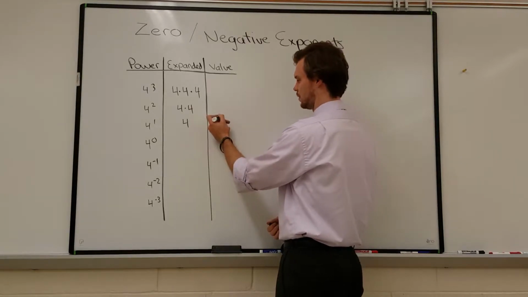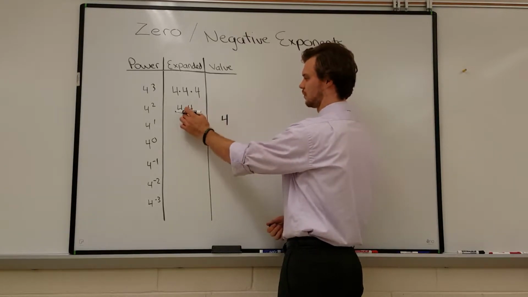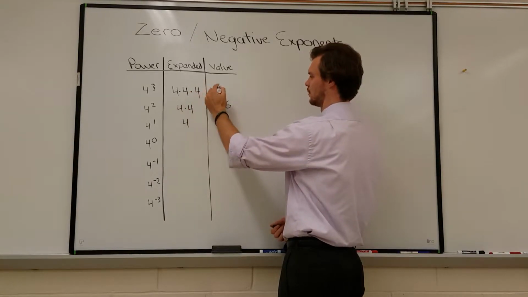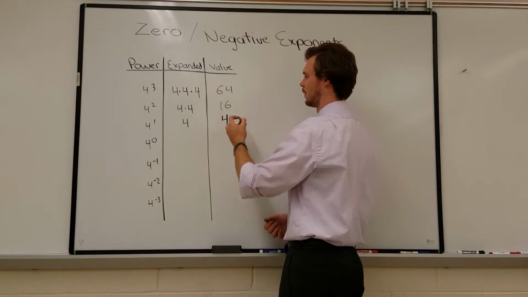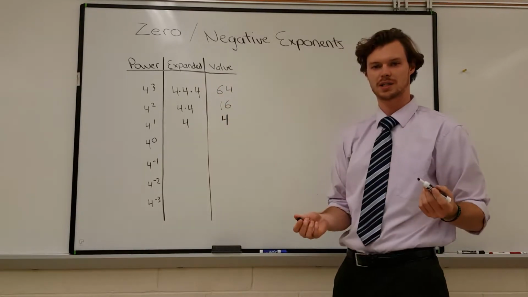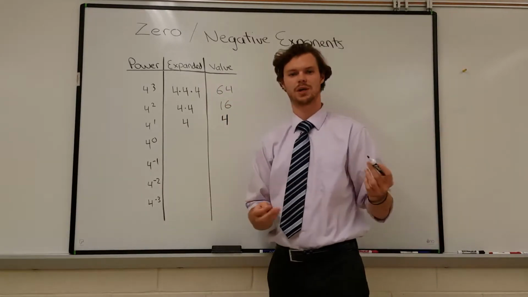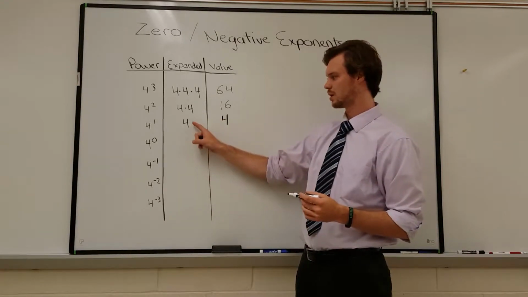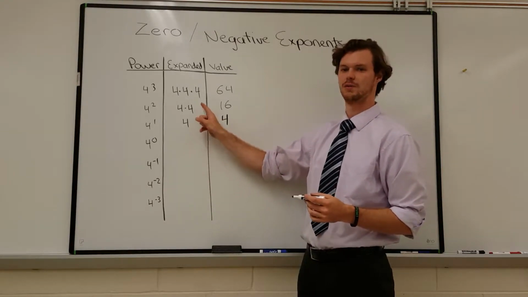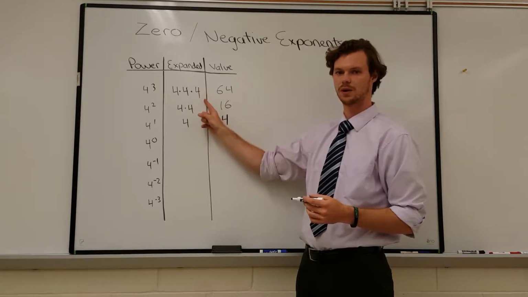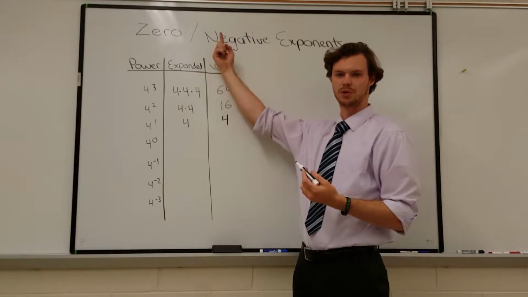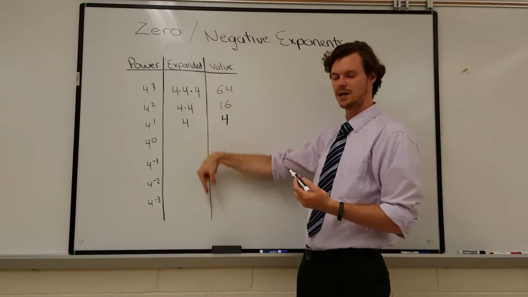4 to the first, we know, is just 4. 4 to the second is 4 times 4, which is 16. And 4 to the third is 4 times 4 times 4, which is 64. Now, the interesting thing about exponents: right in the beginning, you learn that exponents are repeated multiplication. That's why it just keeps growing. 4, and then 4 times 4, and then 4 times 4 times 4. Well, obviously, if we kept going, we'd multiply by more 4s, but what if we go down?